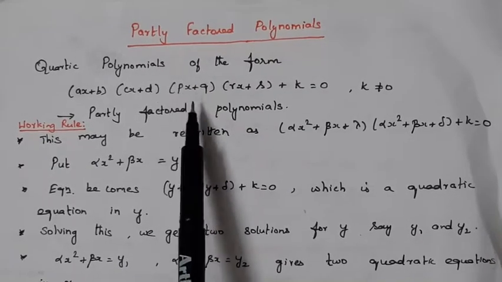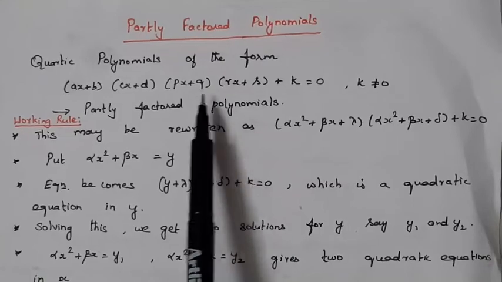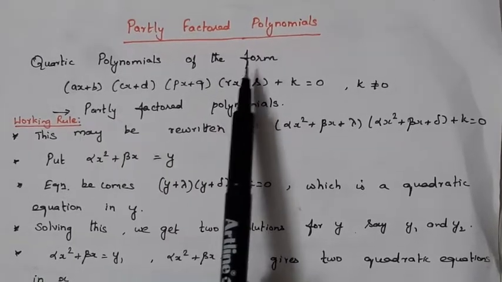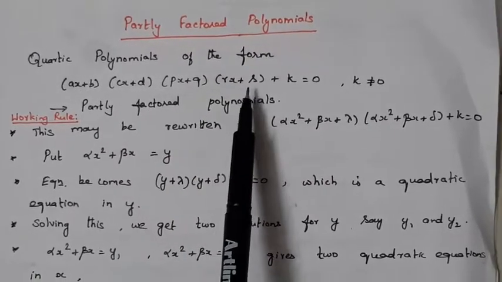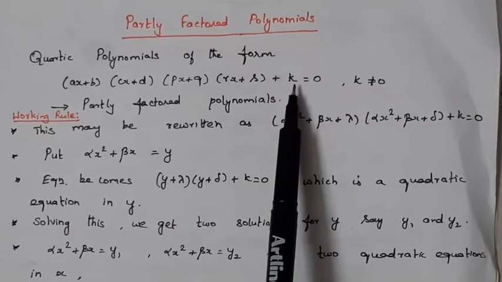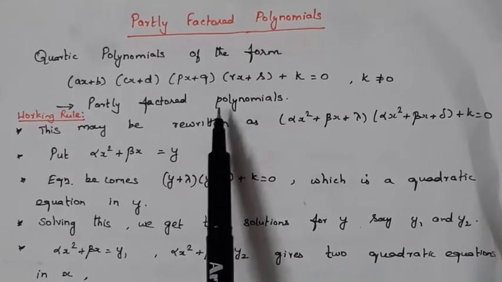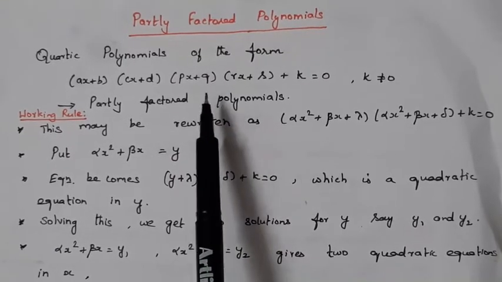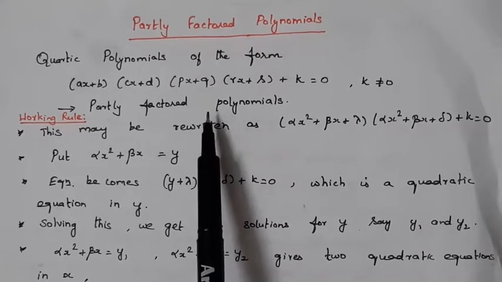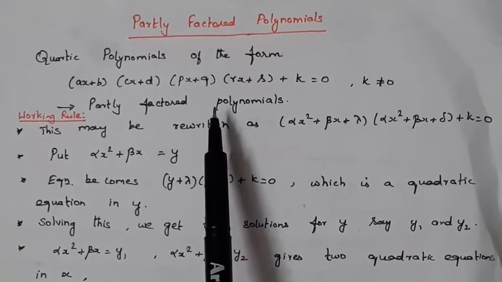See, if I say it like this, you can't understand anything, okay? That means if a quartic polynomial has been factorized like this, plus a constant equal to 0, then such an equation is called a partly factored polynomial, okay? Now we are going to see how to find the solution of a partly factored polynomial.